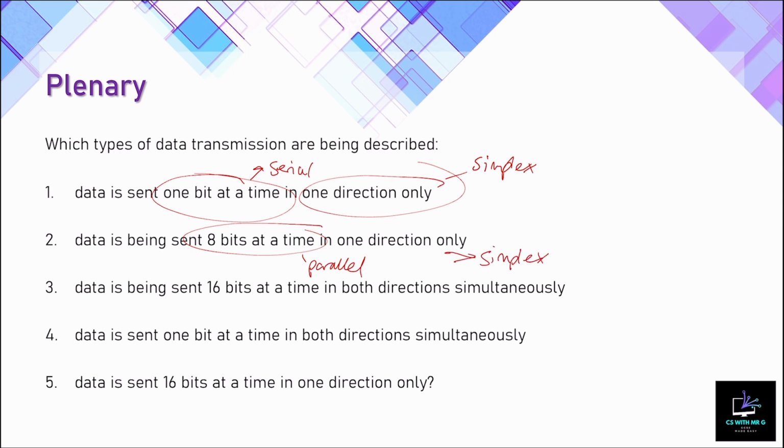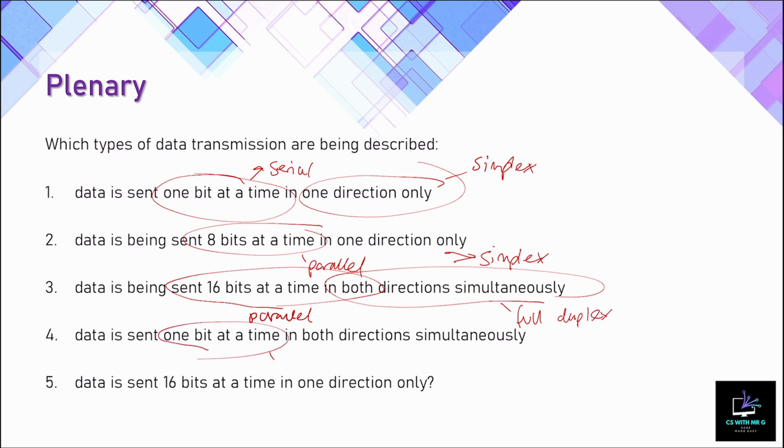Data being sent 16 bits at a time, parallel. Both directions simultaneously is full duplex or just duplex. 1 bit at a time we know is serial. Both directions simultaneously is full duplex. And then finally 16 bits at a time is parallel. One direction only is simplex.